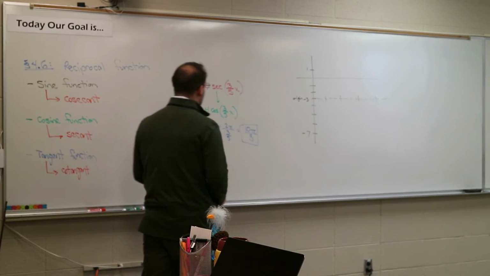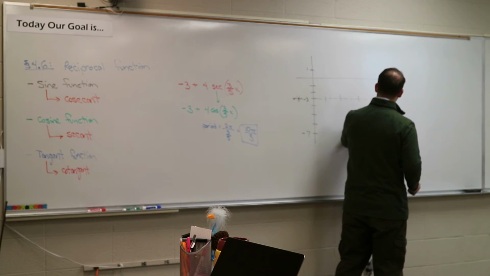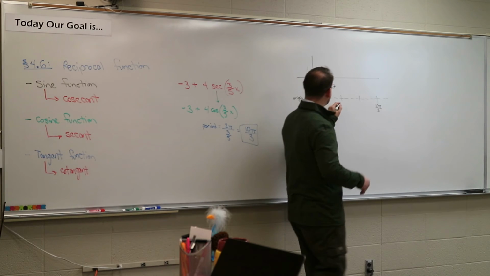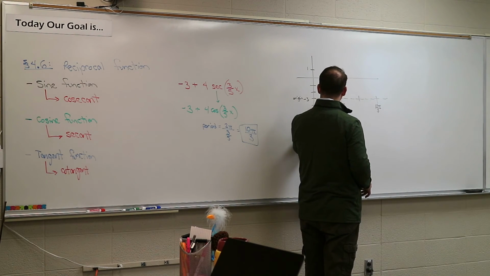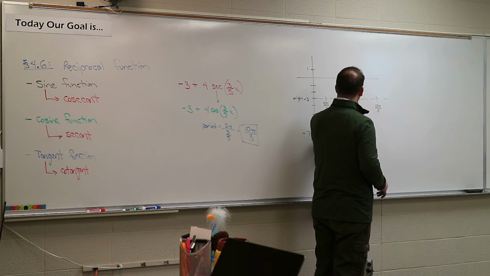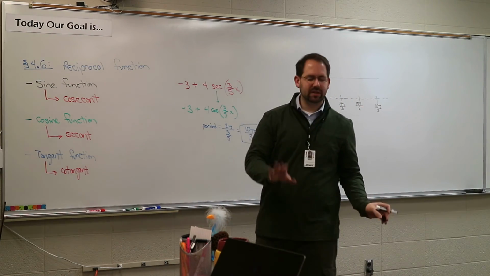So 10 pi over 3 is the 4th marker. We cut that in half, that's 5 pi over 3. Cut that in half again, which is 5 pi over 6. And then we multiply that by 3, which is 15 pi over 6, which I simplified to 5 pi over 2.